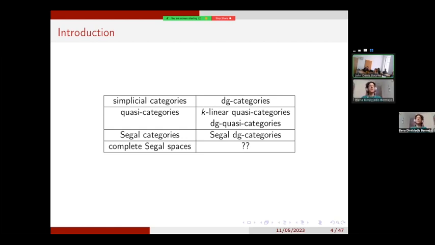Of course, I don't do this just because I like to have my tables full. Also, because complete Segal spaces form a presentation by generators and relations of infinity categories. And that would be a very nice tool to have in the context of DG categories too.